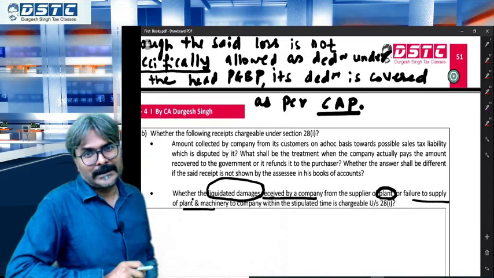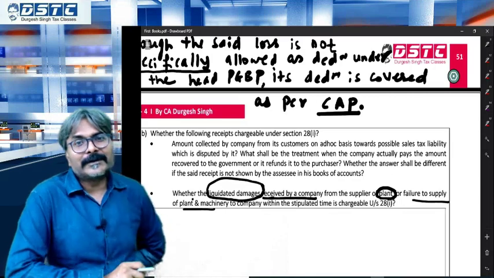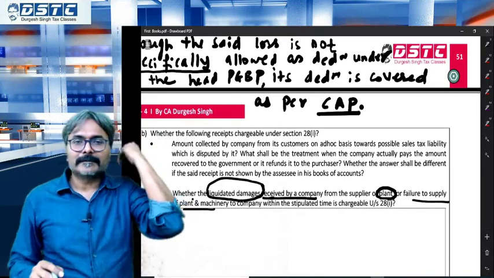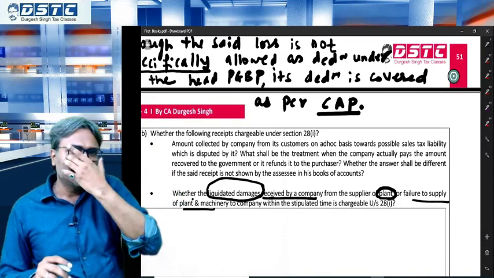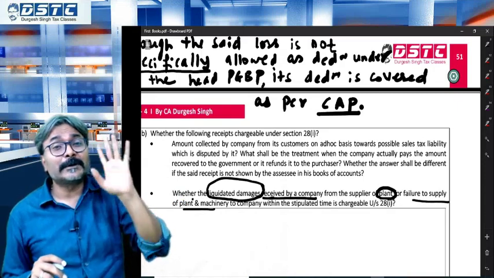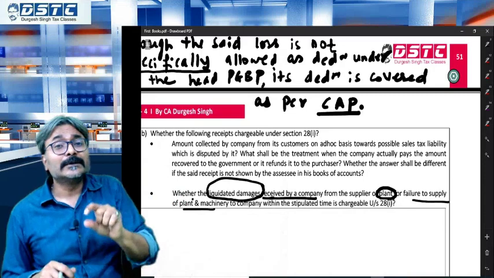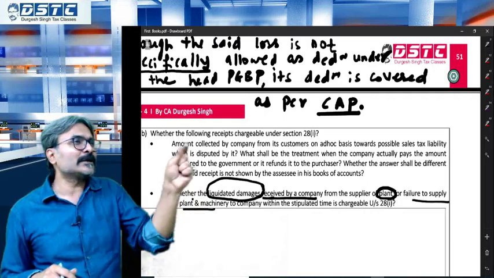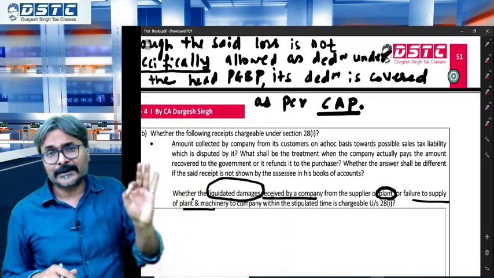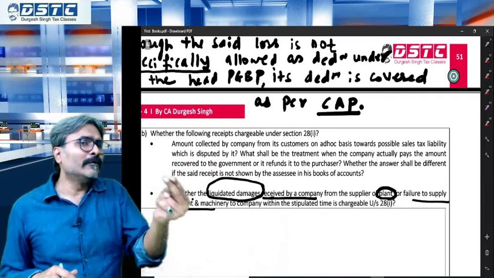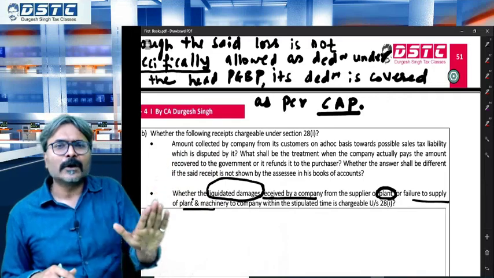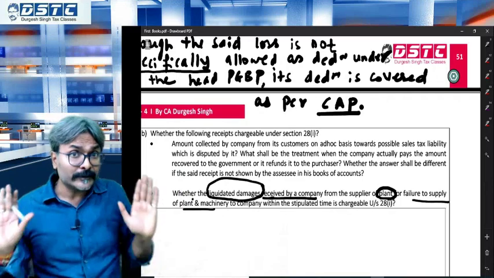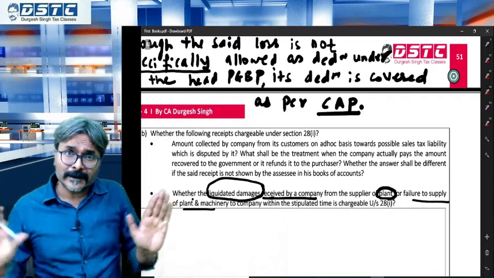a capital receipt. And students, remember the first class, what I told you? What is income? Income is revenue receipt plus specified capital receipt, meaning only those capital receipts which are defined as income and made chargeable to tax under the Act will be chargeable. Other than that, all the other capital receipts, we will say, are not chargeable to tax under the Act. All the other capital receipts, we will say, are not taxable.